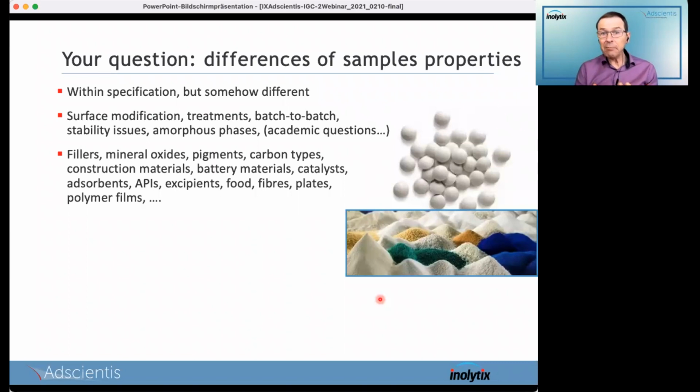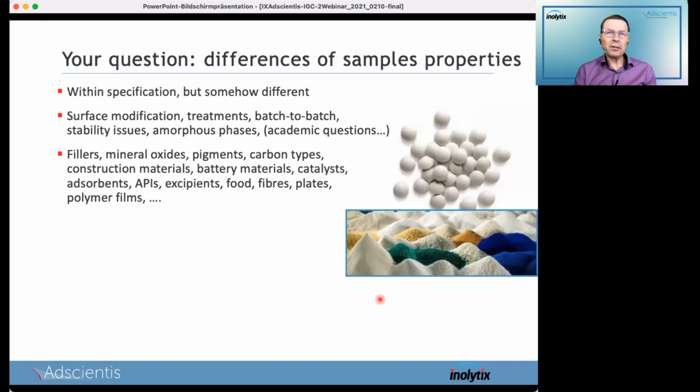Or surfaces are being modified and it needs to be some know-how what makes the differences. Different treatments or batch-to-batch variations which have very little explanation, despite that they behave differently. Stability issues, especially in pharma, also amorphous phases. Sometimes, yes, we deal also with academic questions, but mostly we deal with industrial questions who really require this kind of analysis.